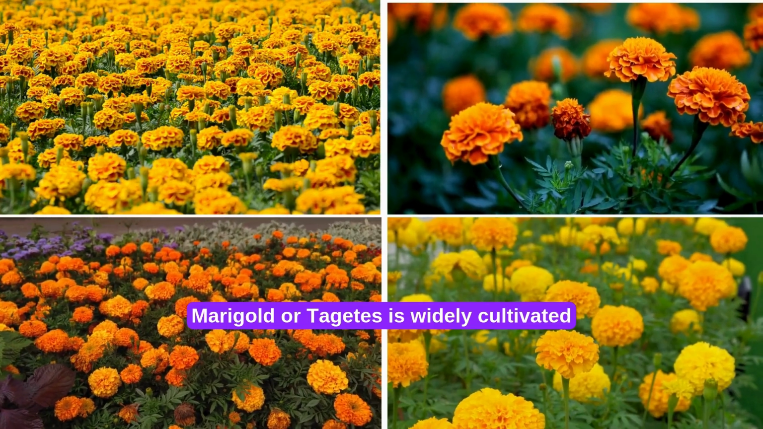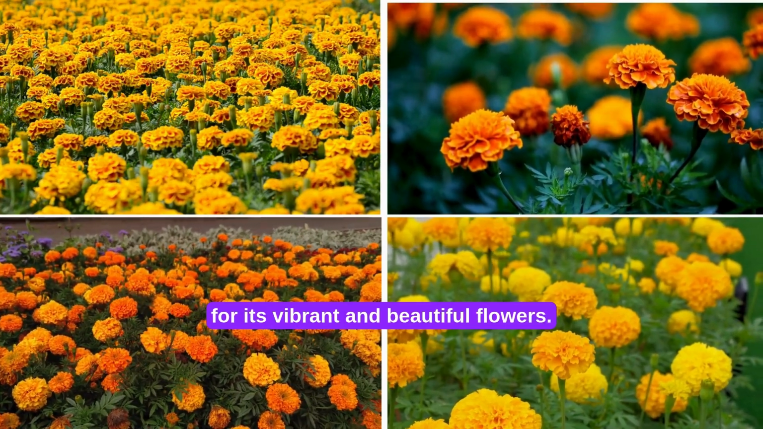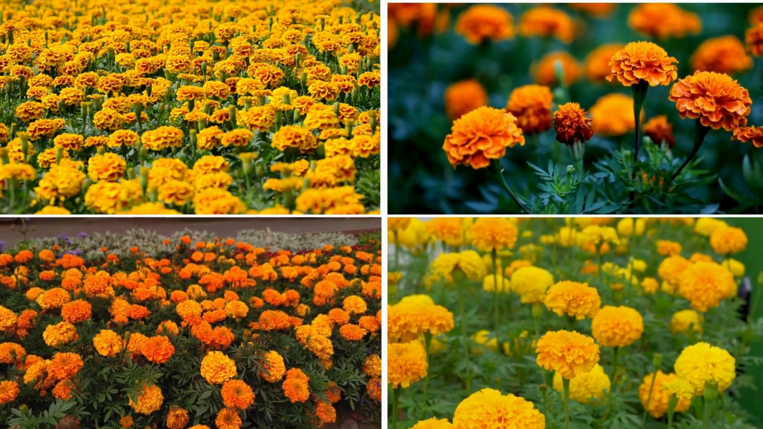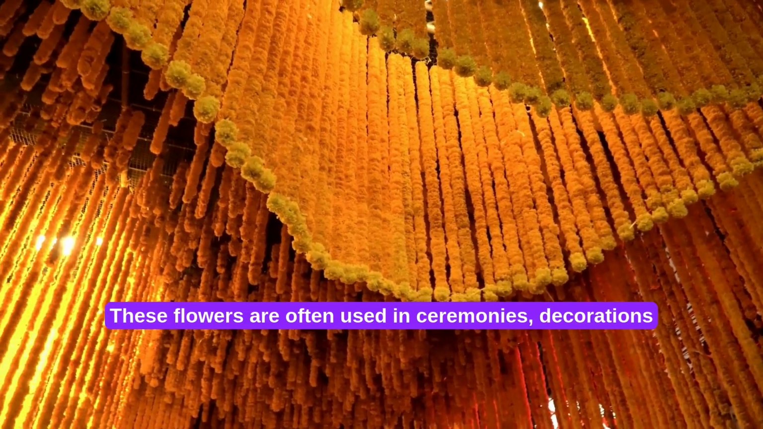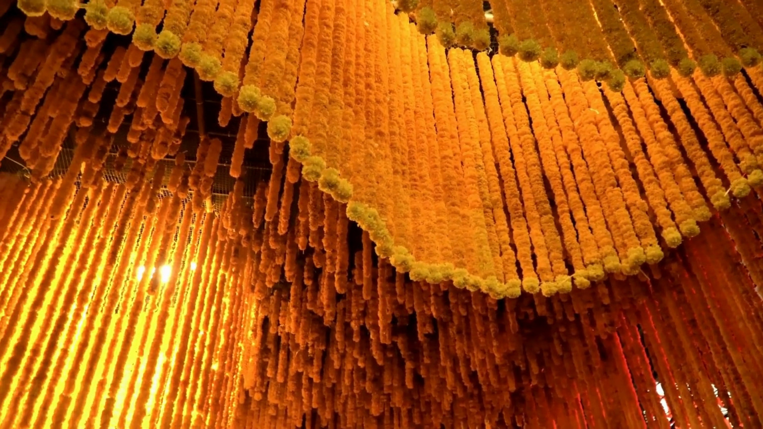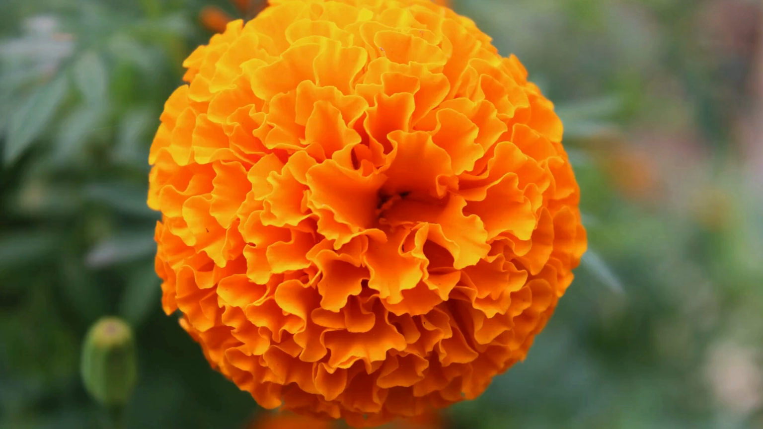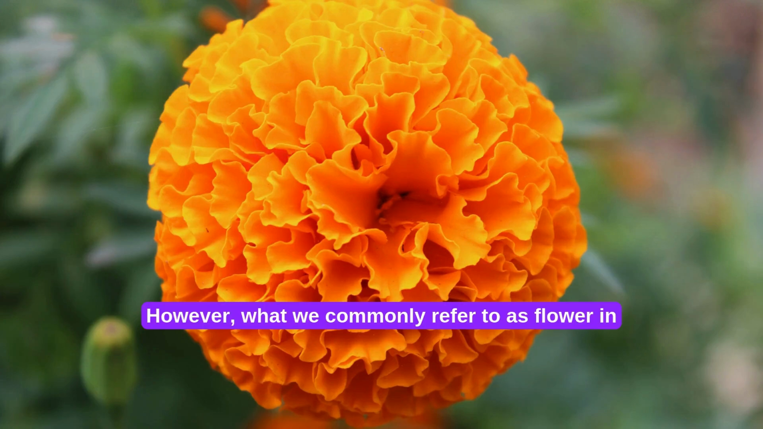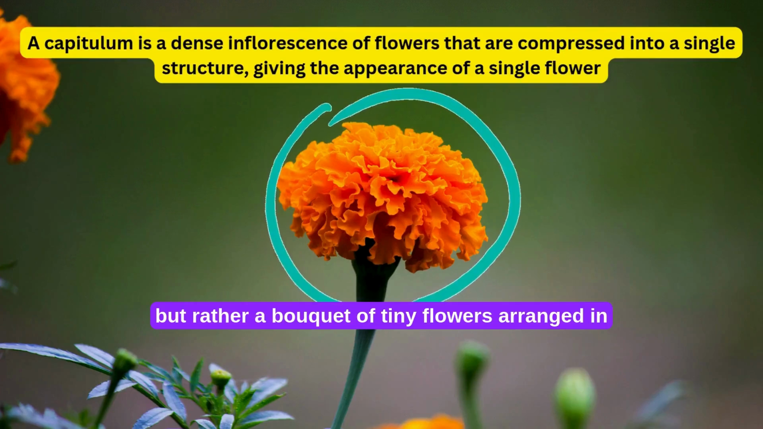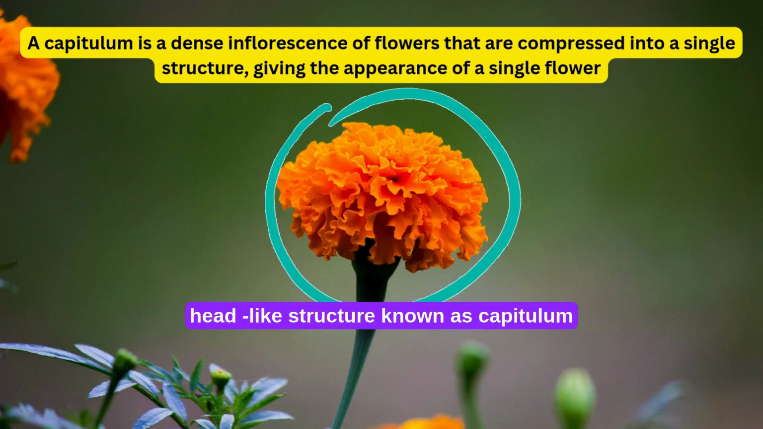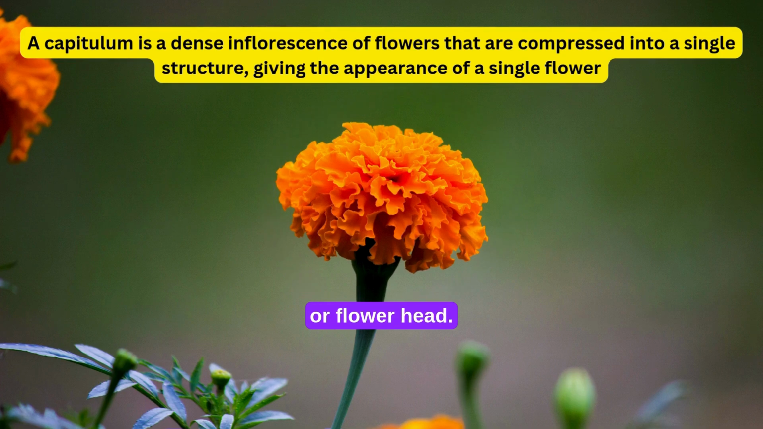Marigold or Tagetes is widely cultivated for its vibrant and beautiful flowers. These flowers are often used in ceremonies, decorations, and garlands. However, what we commonly refer to as a flower in marigold is not a single flower, but rather a bouquet of tiny flowers arranged in a head-like structure known as a capitulum or flower head.